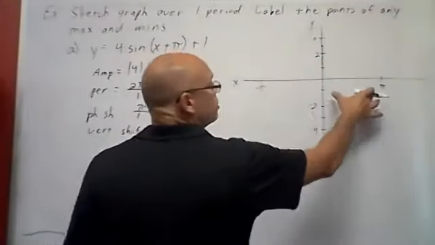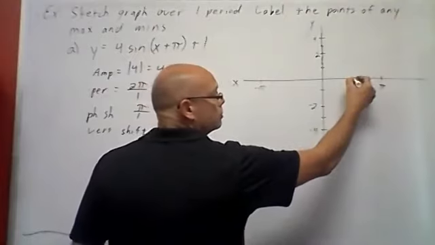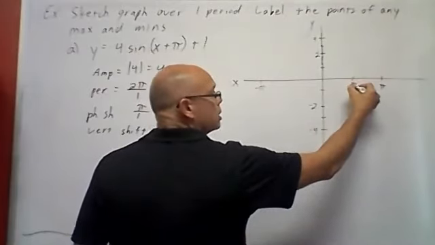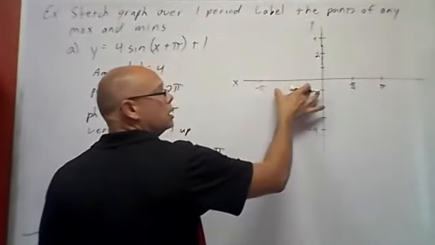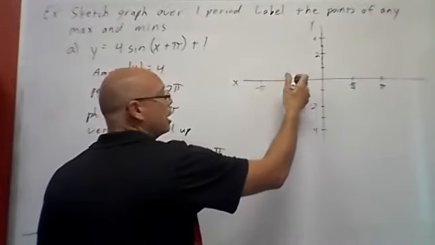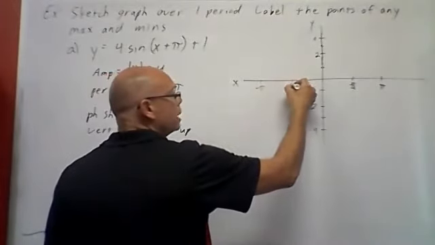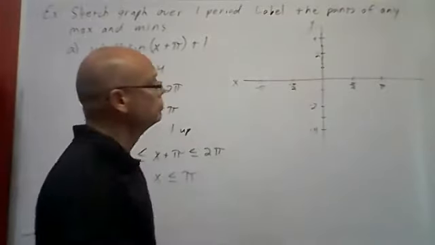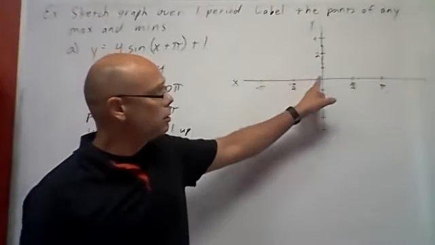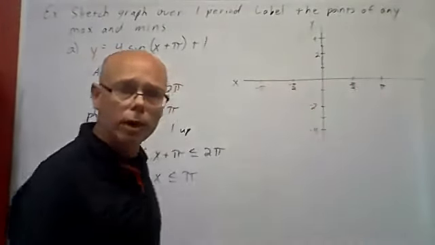Now, what's halfway between 0 and pi? That'd be pi over 2. What's halfway between 0 and negative pi? Negative pi over 2. Now let's see, I have this broken into 4 equal sections.